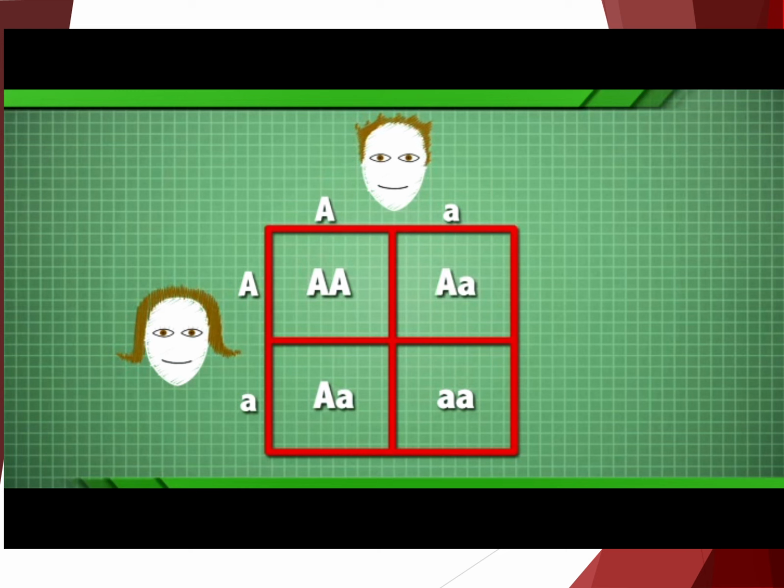Let's talk about the law of segregation. A parent has two alleles. The law of segregation says that those two alleles are transmitted independently to the offspring. They segregate. One allele is given to one offspring, another allele is given to another.